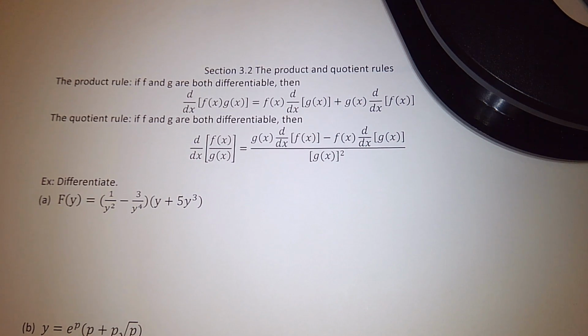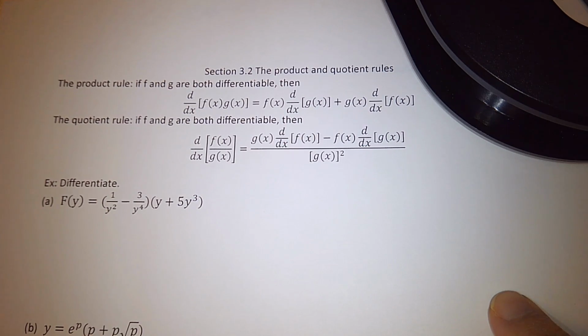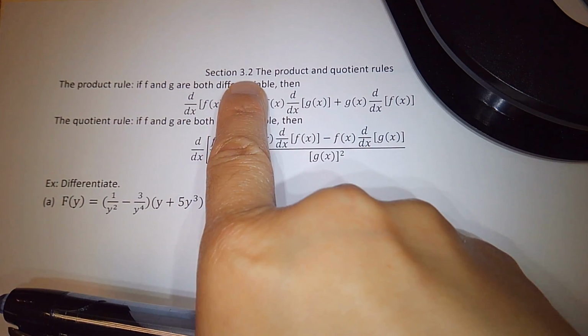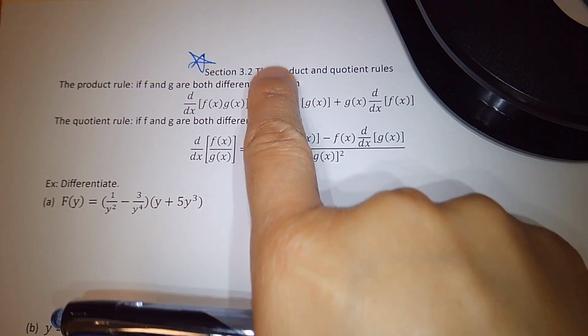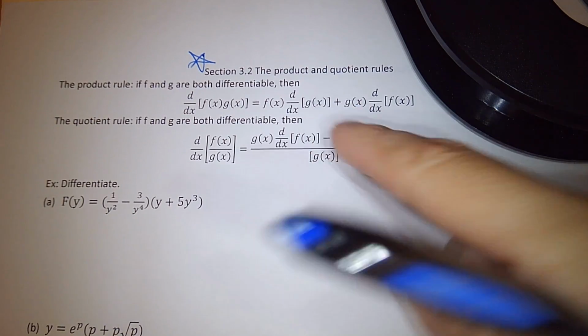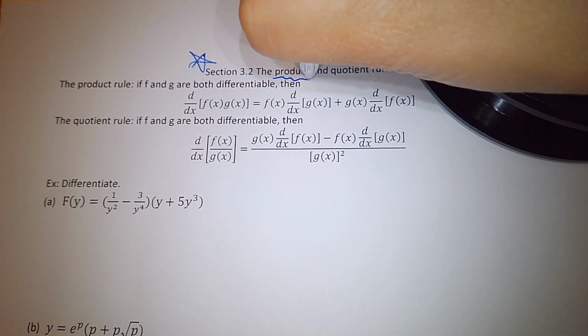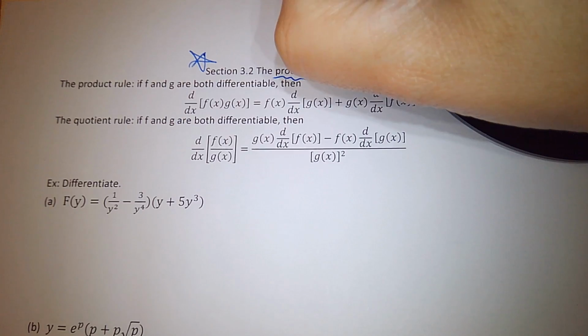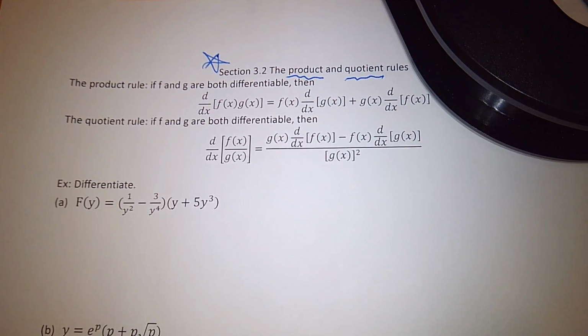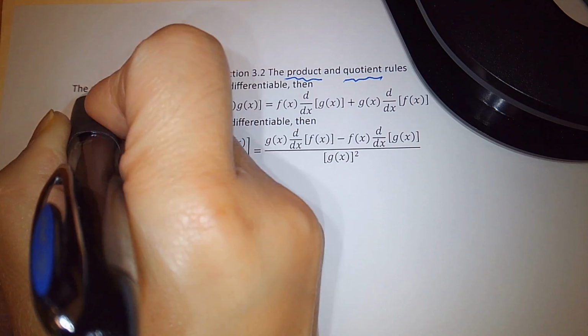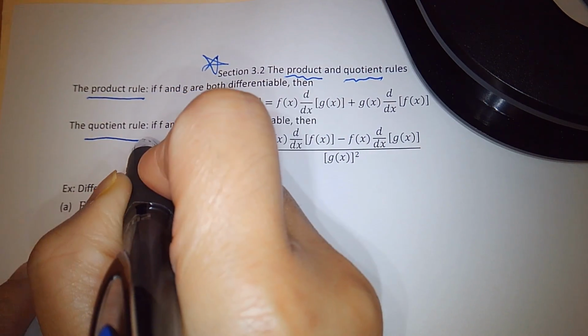You'll see they're very helpful for us to do the calculations. Section 3.2, I will have to highlight this section: product rule and quotient rule. Basically, there are only two rules in this section, but they're both important. We have the product rule here, and we have the quotient rule here.